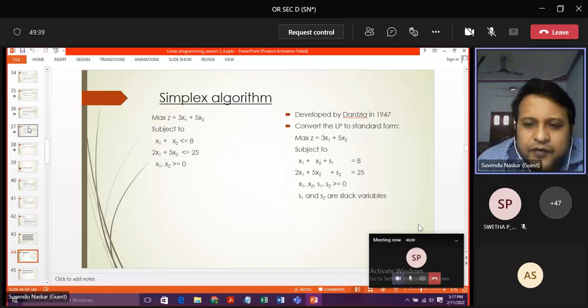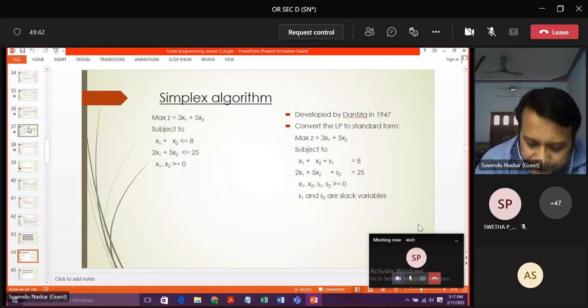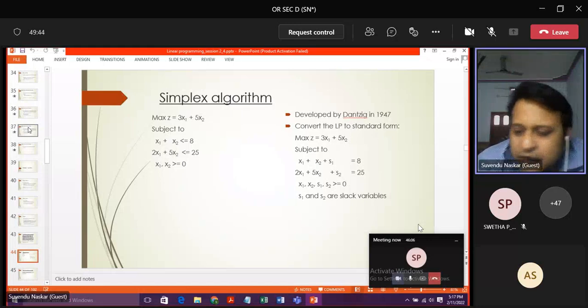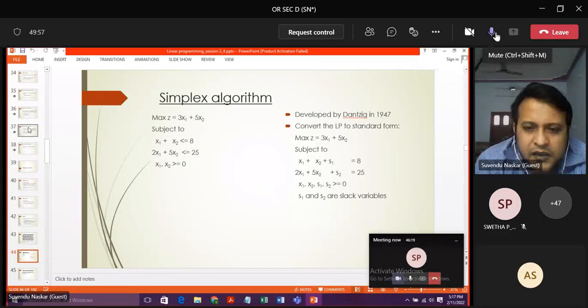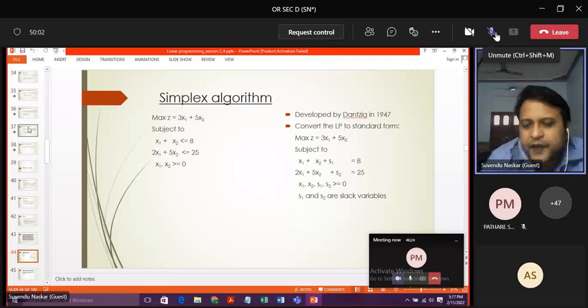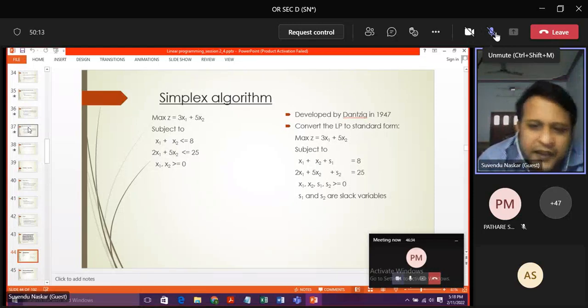Suppose you are not studying at all. What is the value of S1? Sir, will it be 8? Correct. When I'm not studying at all, x1 is 0, x2 is 0, so my s1 is 8, which means the entire available time I have in my hand is my slack. Similarly for the calorie.